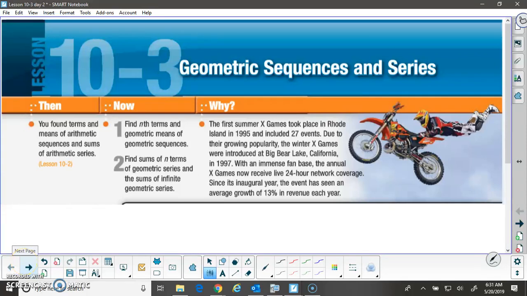Lesson 3 of Chapter 10 is on geometric sequences and series. Our last lesson, Lesson 10.2, was on arithmetic sequences and series. The difference between arithmetic versus geometric sequences is that arithmetic has a common difference. It goes up by the same amount each time or goes down by the same amount each time. With geometric, there's not a common difference but a common ratio, meaning you're going to be multiplying by the same value to get the next term.